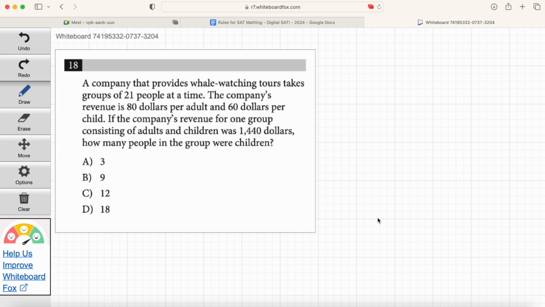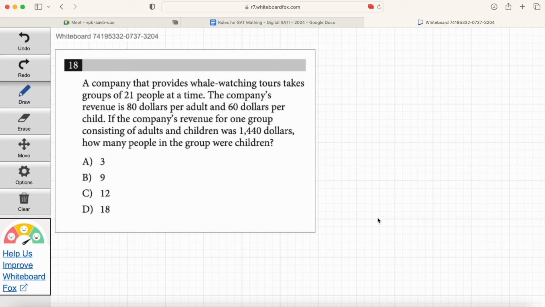Ruby, go and read question number 18 for us, please. A company that provides whale watching tours takes groups of 21 people at a time. The company's revenue is $80 per adult and $60 per child. If the company's revenue for one group consisting of adults and children was $1,440, how many people in the group were children? What are we solving for here, Ruby?